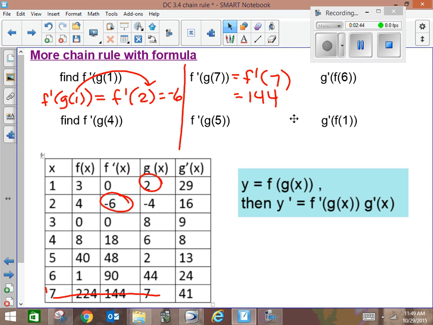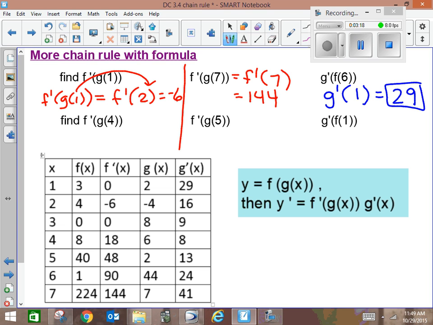Okay? So go ahead and do this one. If we get this one, we're done. We'll move on to the chain rule. So go ahead and do this one right here. G prime of f of 6. All right. I'm not going to talk. I'm just going to fill in here. Did you get it? Okay.